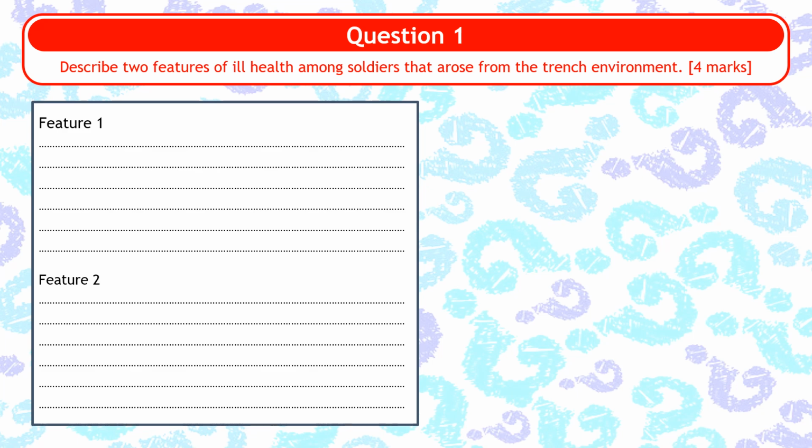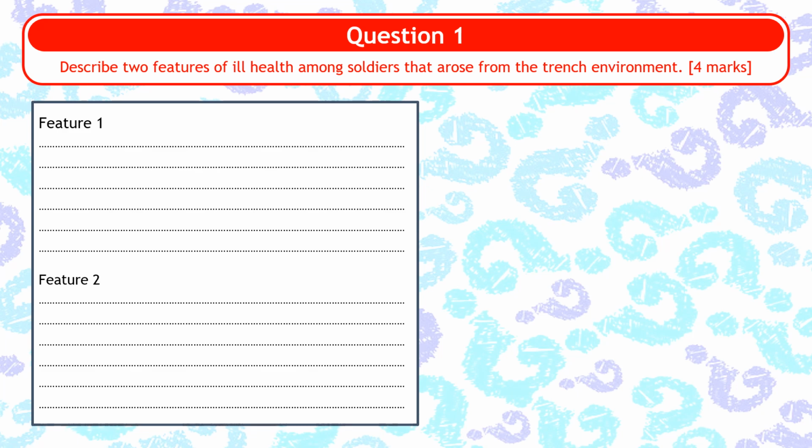So question 1 is really simple and it's worth 4 marks. Describe two features of ill health among soldiers that arose from the trench environment. This question will always be to describe two features of something to do with the conditions in the trenches or hospitals or medical care to do with the 1914 to 1918 front line. In this particular question, it's asking you about the trench environment. So we're thinking about things like lice, rats, and any other environmental factors that you'd find in the trench.